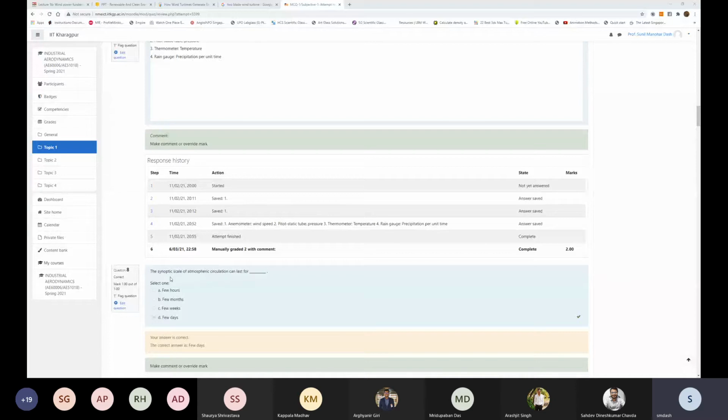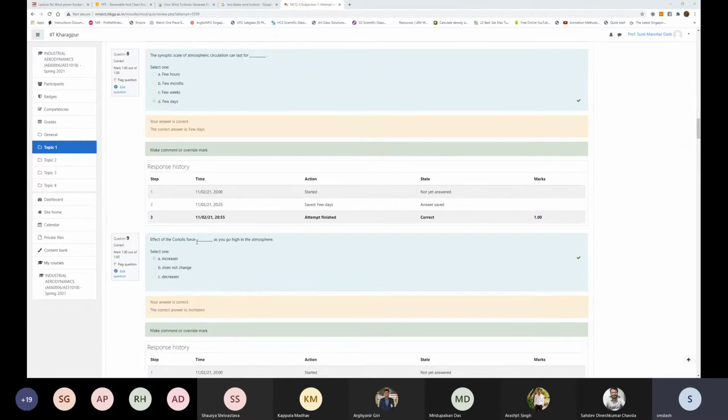The synoptic scale of atmospheric circulation can last for, this is the largest scale, after this there is another scale like planetary scale or global scale. So this can last for a few days.